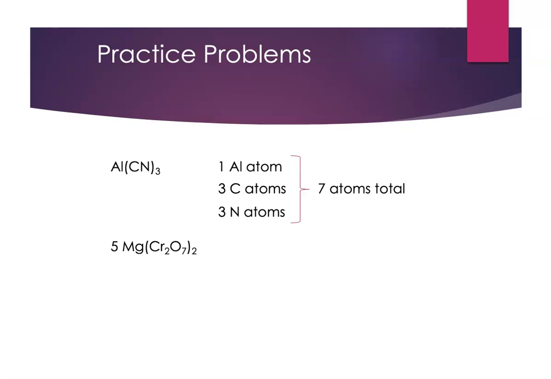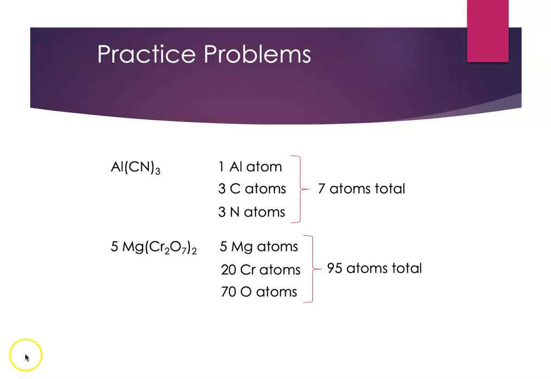If I'm looking at this next compound, notice it's got that coefficient of 5. The 5 applies to everything. And then I've got the magnesiums, and I've got chromiums, and I've got oxygens. So I have a total of 5 magnesium atoms. I've got 20 chromium atoms. 2 times 2 is 4, times 5 is 20 for the chromiums. And then for the oxygens, I've got 2 times 7 is 14 oxygens, times 5 gives me 70 oxygen atoms, for a total of 95 atoms altogether.